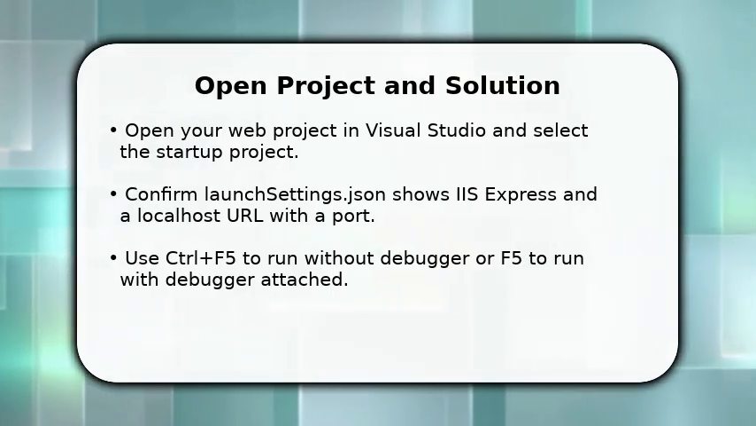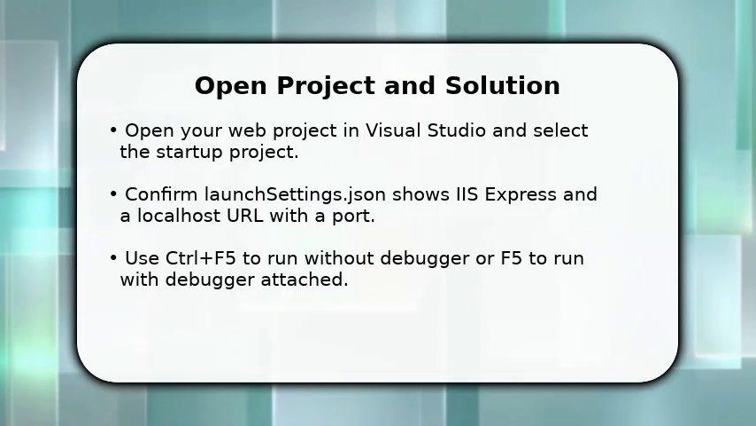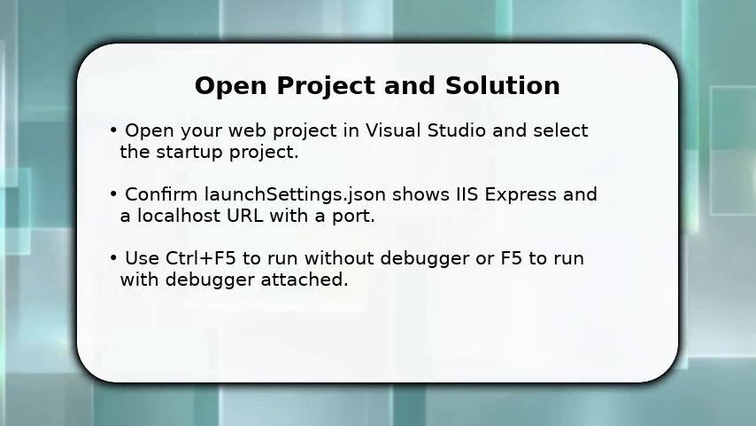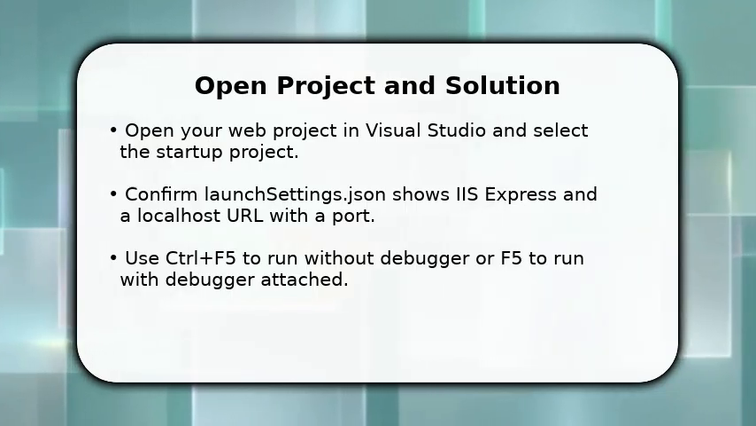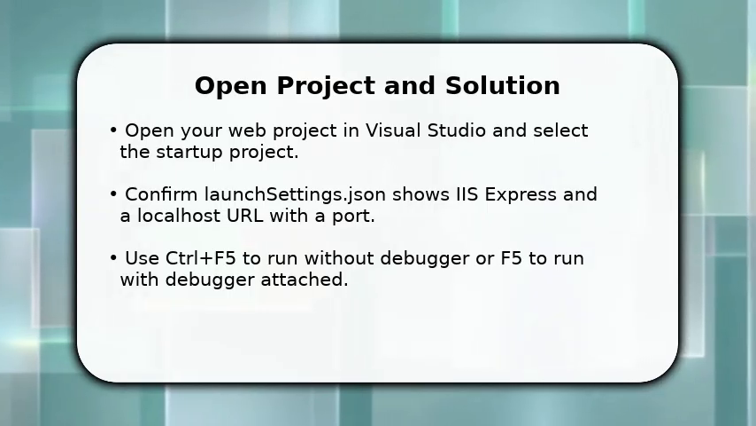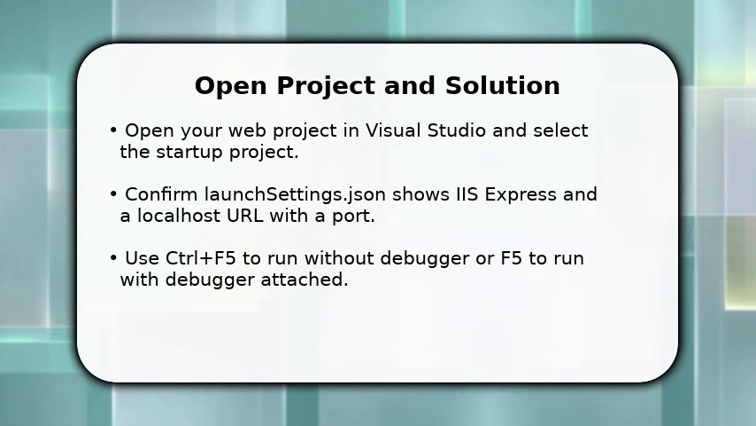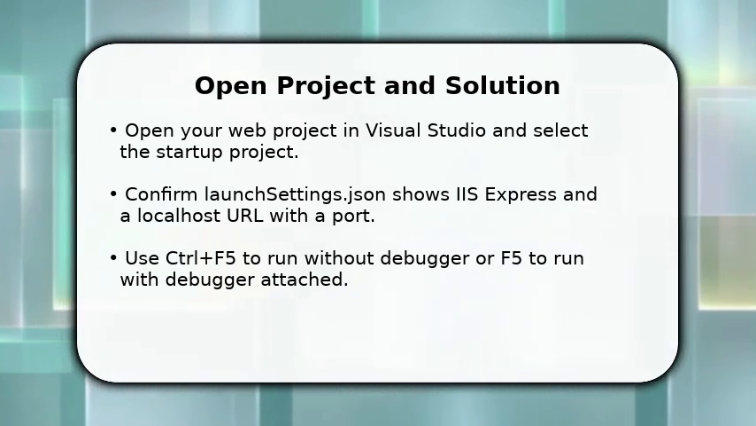JSON lists IIS Express and a localhost URL. Note the port number such as 5000 or 44300 shown in the profile. Save changes before running the app. Use Ctrl plus F5 to run without the debugger, and F5 to run with the debugger attached.